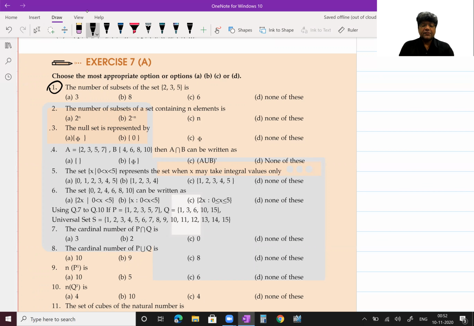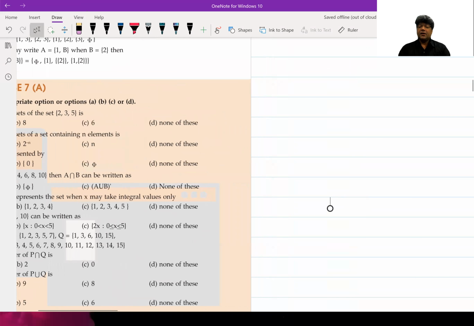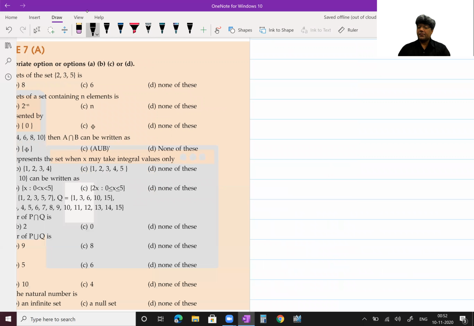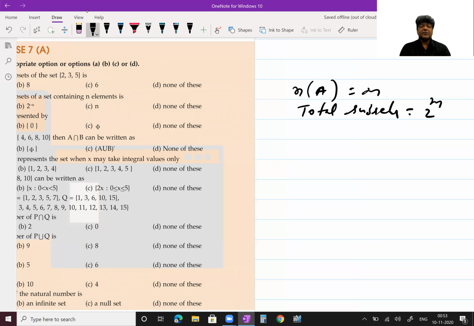See the first question, guys. Number of subsets of the set. Number of subsets, what's the definition, guys? If cardinal number of first set is equal to m, then total number of subsets is equal to what? 2 to the power m. Here, what is the cardinal number of this set? Here, the cardinal number of this set is 3. 1, 2, 3 elements. So, total subsets will be equal to how much? 2 to the power 3, that is equal to 8.